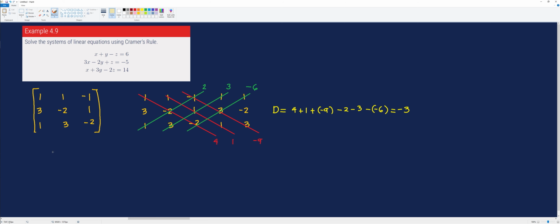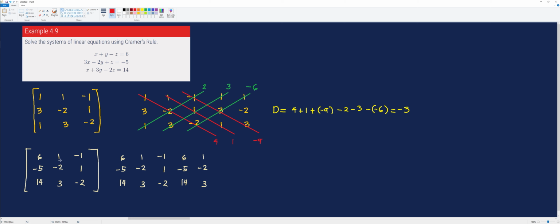Next, we compute the determinant of X denoted by D sub X by creating a new matrix from the first matrix and replacing the first column, which is the coefficients of X, by the coefficients of the system, giving us this matrix, that is 6, -5, and 14 as our first column. So these are the constants of our equations. We copy the second column, that is 1, -2, 3, and -1, 1, -2. Calculating the determinant of this 3 by 3 matrix, we use the shortcut method.